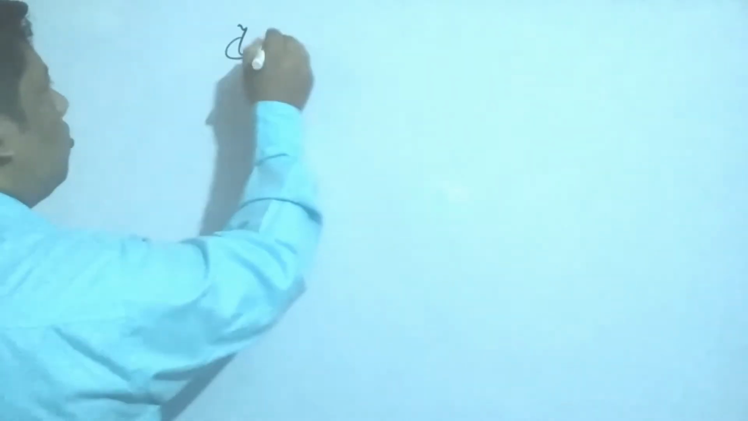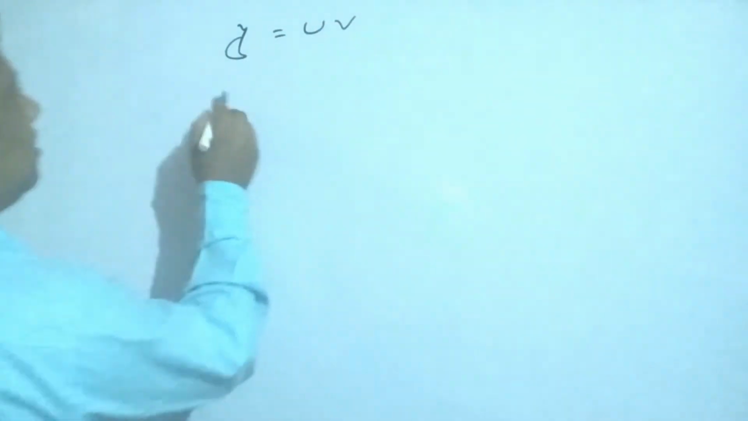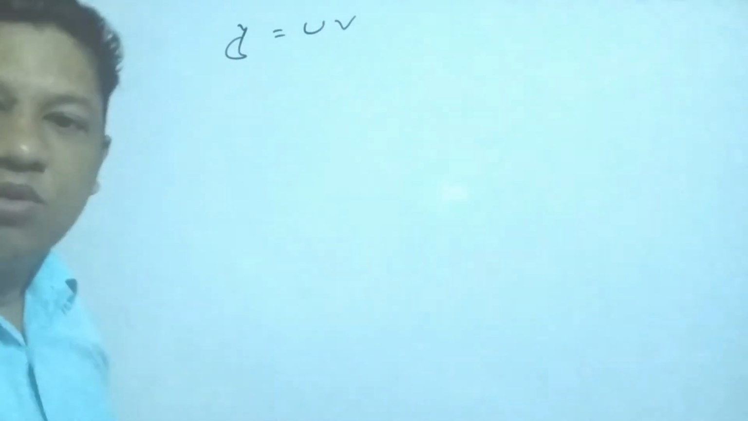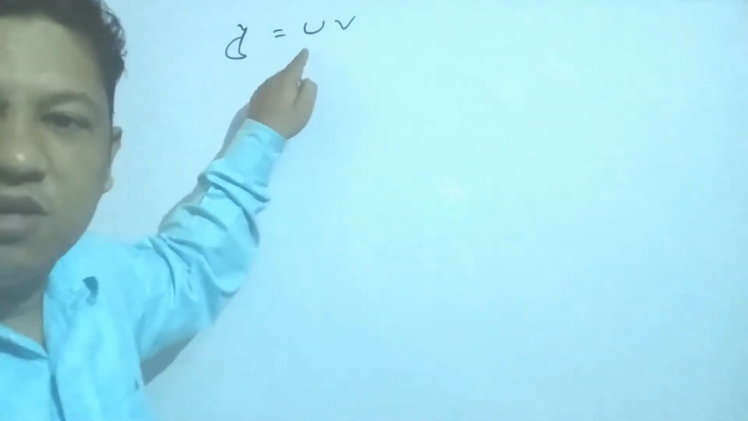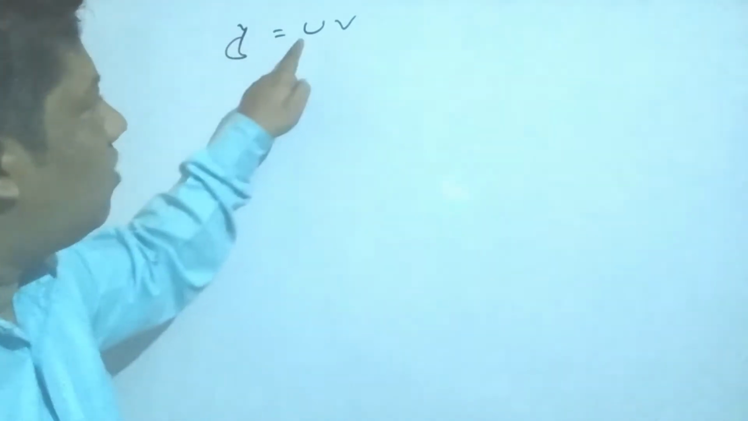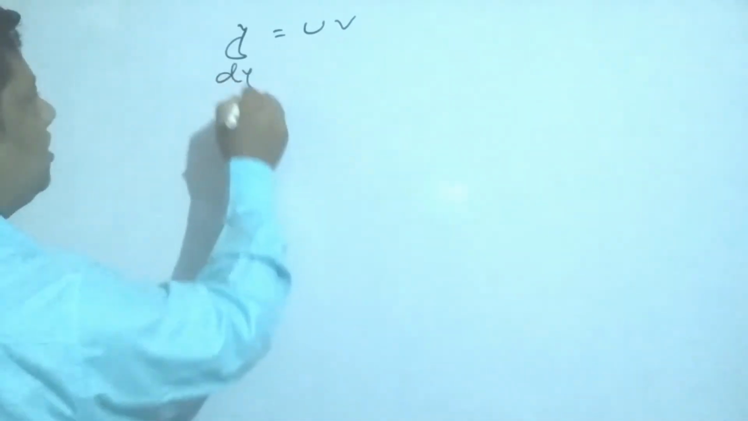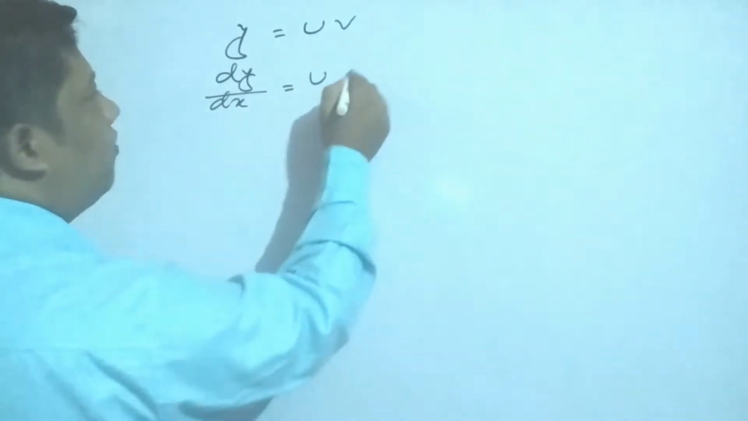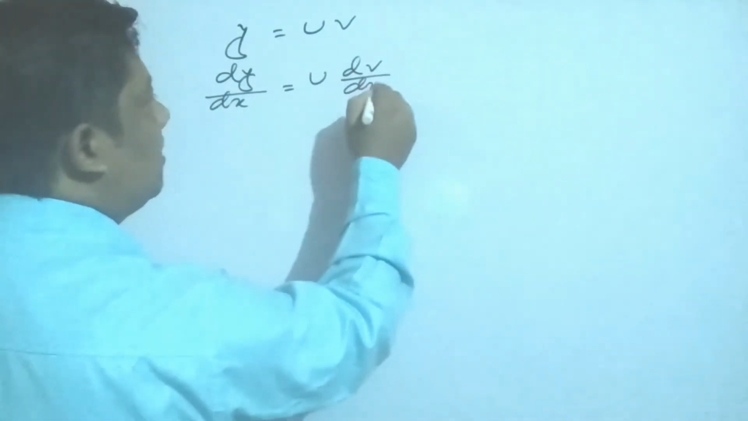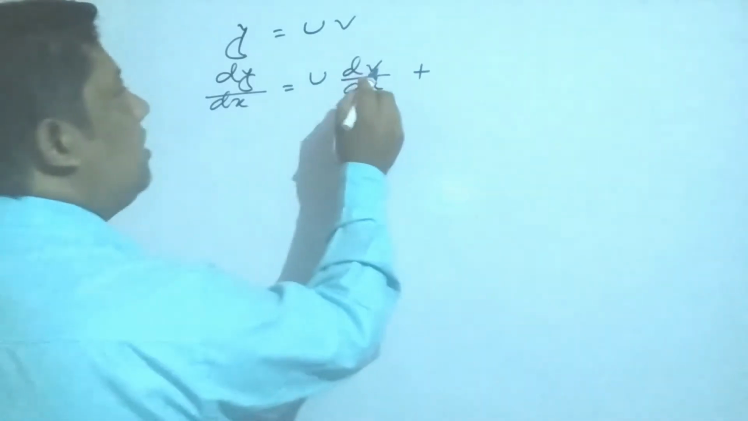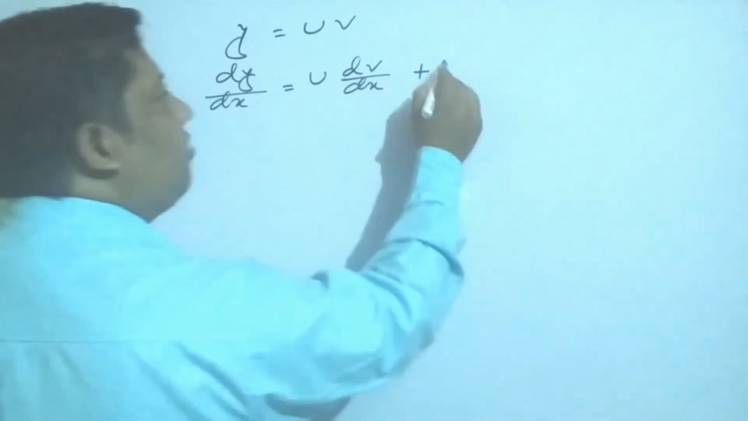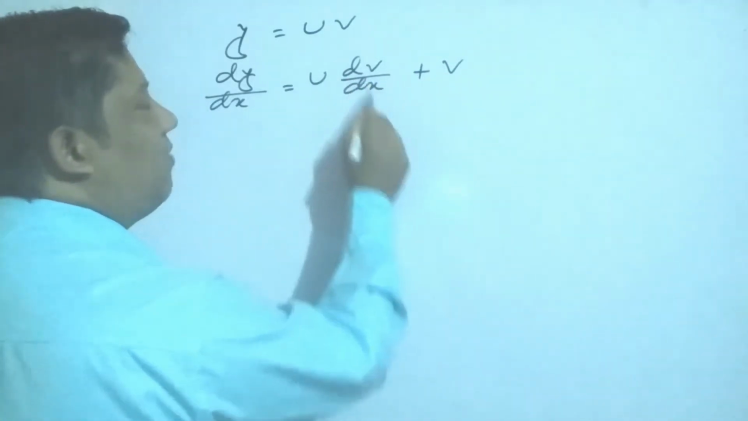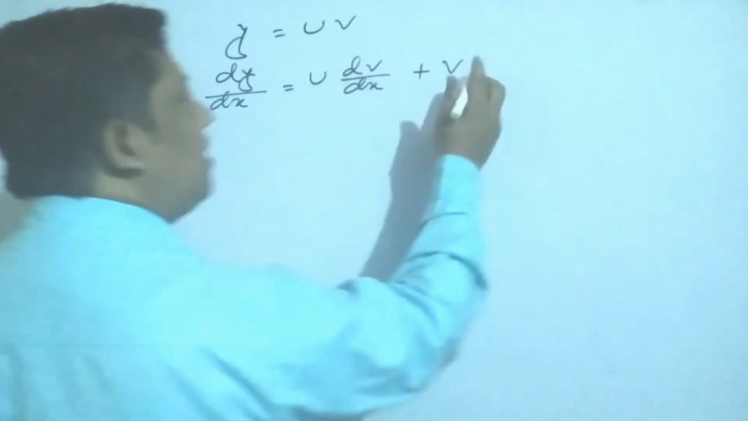That means the form is y equal to u and v. If there are two terms whose product appears at the same time, then it is called the y equal to UV form. In these cases, you use this identity: dy upon dx equals, you leave the first part and differentiate the second part, plus again leave the second part and differentiate the first part.